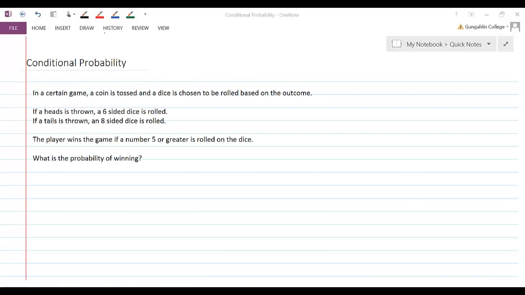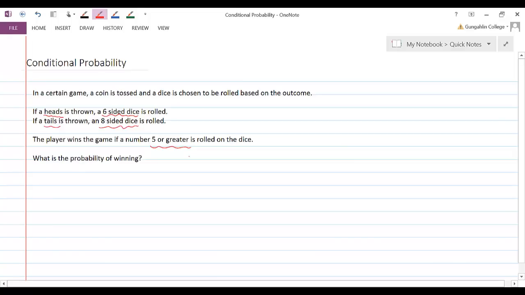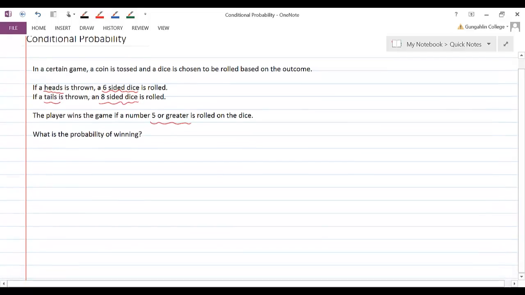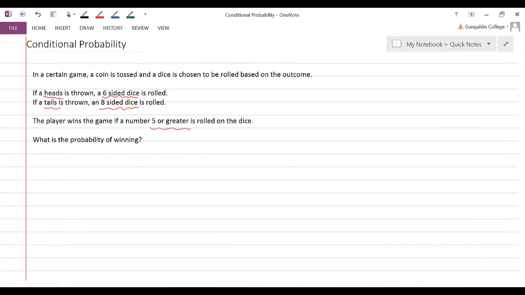Let's say we're going to play a certain game where we do two things. We toss a coin, and then based on the outcome of that coin toss, we roll a dice. If we roll a heads, we're going to roll a 6-sided dice. But if we throw a tails on the coin, we're going to roll an 8-sided dice. And we win the game if we can roll a 5 or greater. So the question is, what's the probability of winning this game? Now, this problem can be worked out from probability trees. As we go along, though, we're going to develop the notation related to conditional probability.